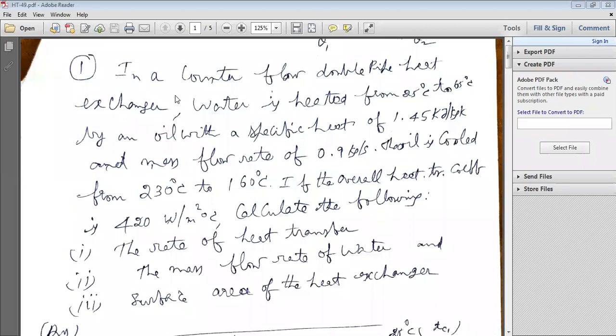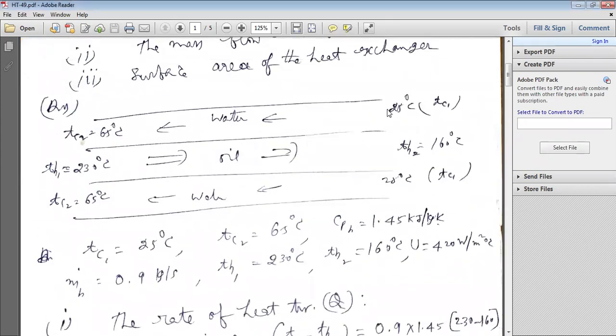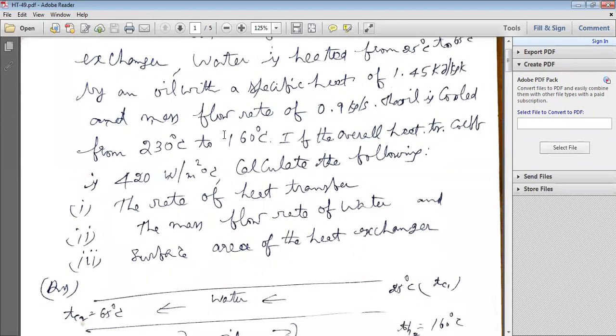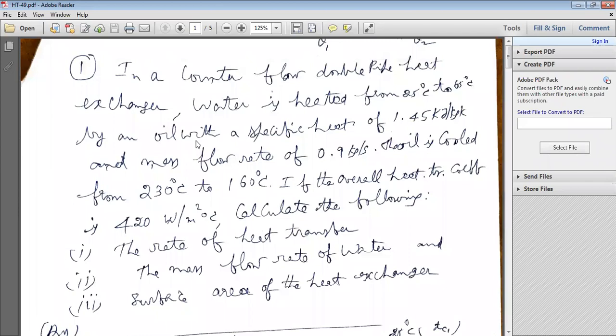Now all of you read this problem. In a counter flow double pipe heat exchanger, water is heated from 25 degrees to 65 degrees centigrade. So the water inlet temperature is 25 degrees, and the water is being heated with the help of hot oil. The temperature of the water increases from 25 to 65 degrees. That is, the temperature of the cold fluid at the inlet is 25 degrees and at the outlet is 65 degrees.